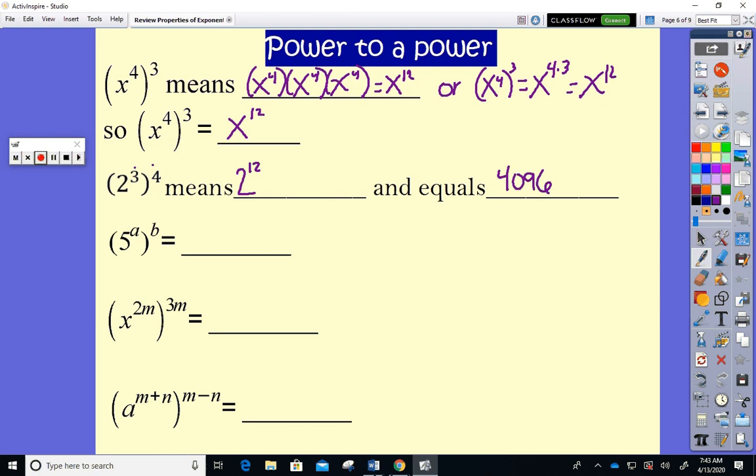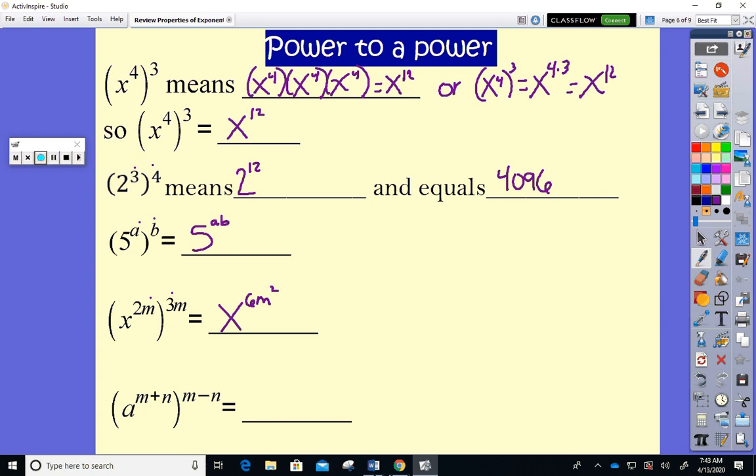All right, so what is 5 to the a to the b? Leave the base alone and simply say, what is a times b? AB. That's as good as we write it. So same thing on the next one. Multiply the exponents. 2m times 3m is 6m squared, and you're done.